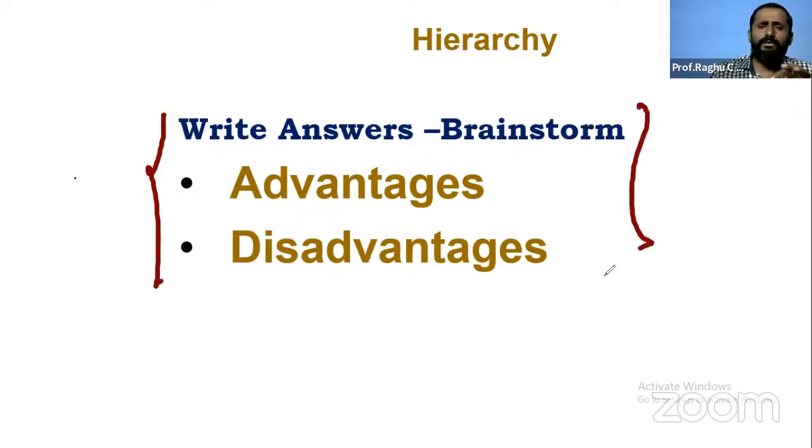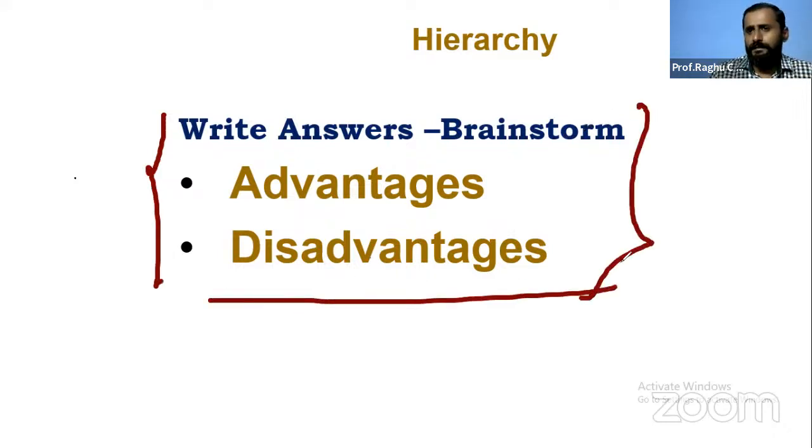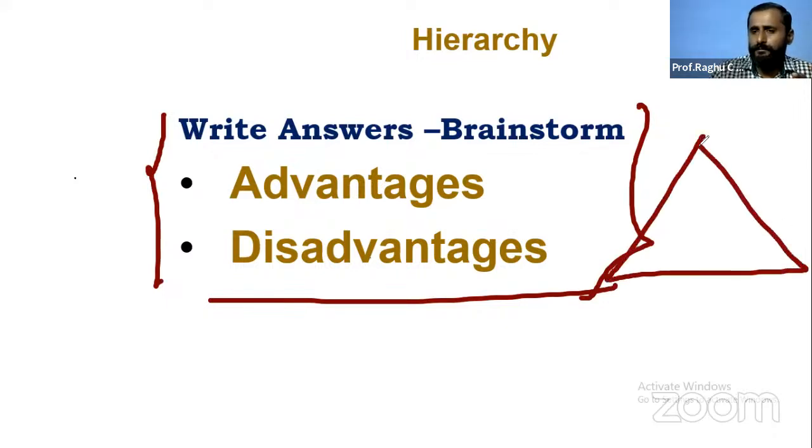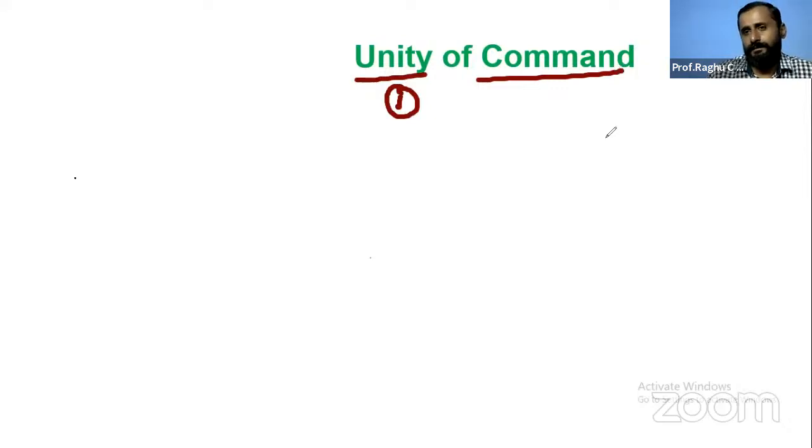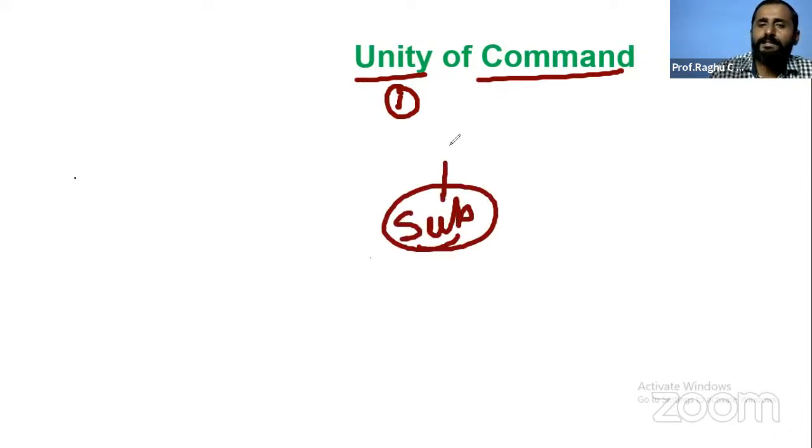There is no need for you to refer anything. Just take the police organization. What are the advantages and disadvantages of these things? Just go through these things, right? Next, unity of command. Okay. What is unity of command? So unity means one. Command, orders. It simply means that each subordinate should receive orders or command from only one superior.